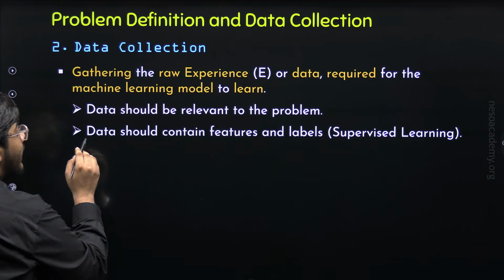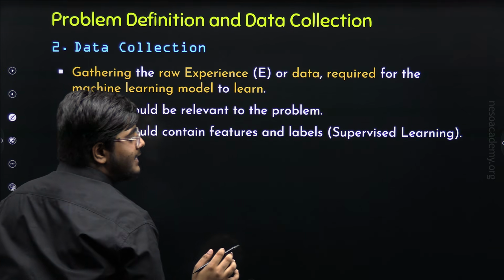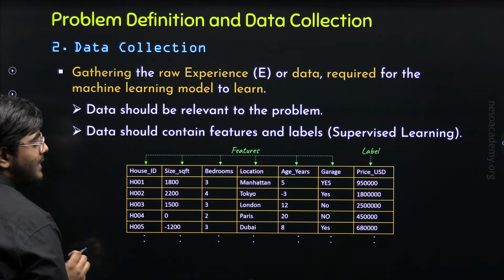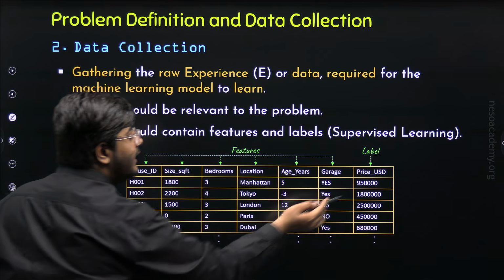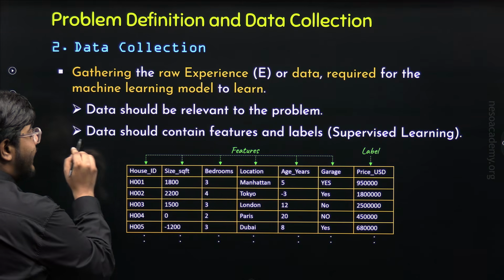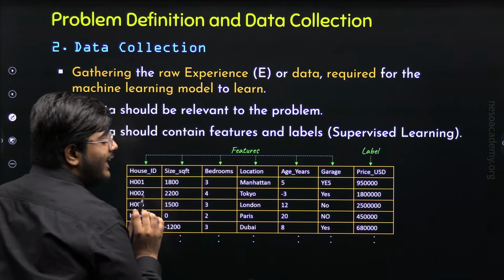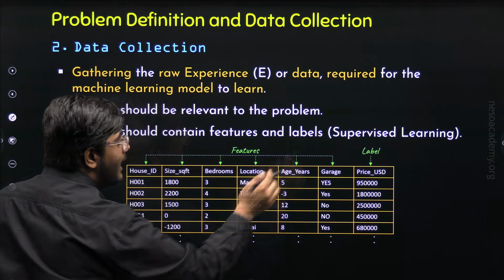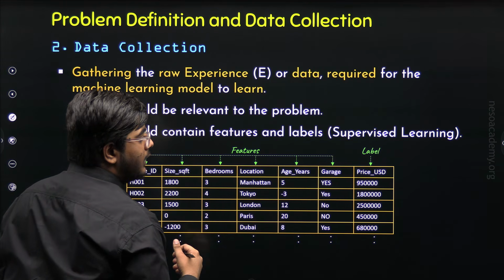Next point, data should contain features and labels in case of supervised learning. Like in this example, you can see the house price prediction dataset contains features of the houses along with the label that needs to be predicted by the machine learning model. So the data that we collect should contain the features along with the target variables, that is labels. Features are the input variables and label is the output variable that needs to be predicted by the model.